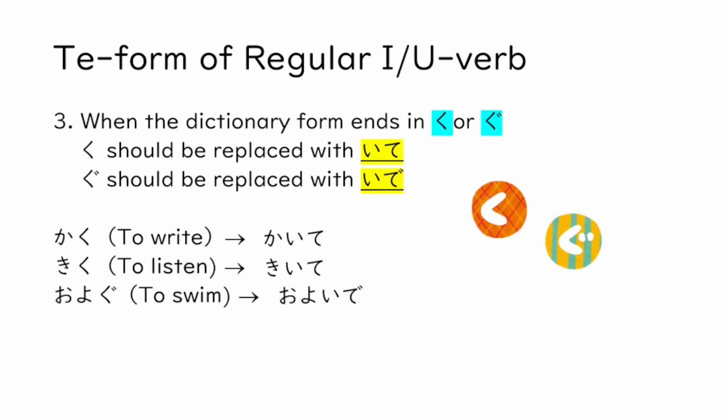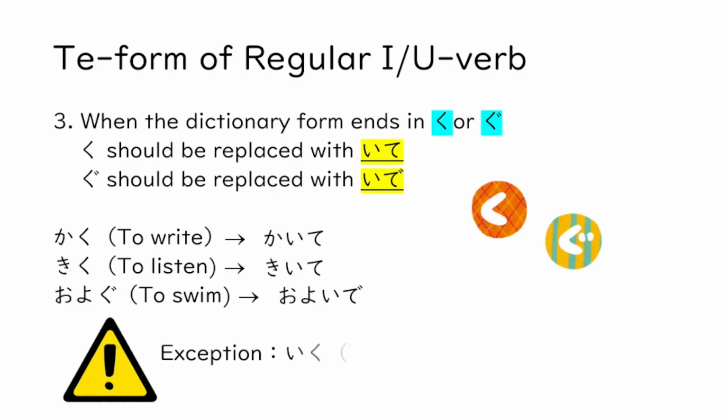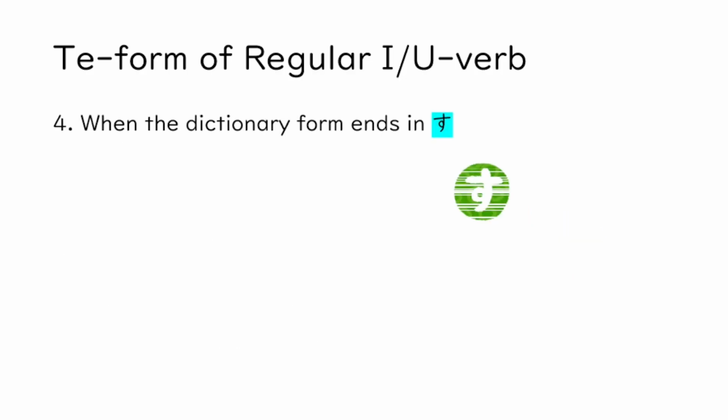There is one exception though. Iku means to go, and this doesn't follow the rule. The te form of this verb is actually itte. This is the last case for regular u verbs.